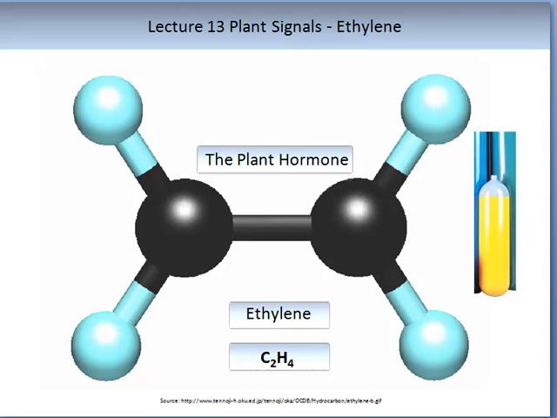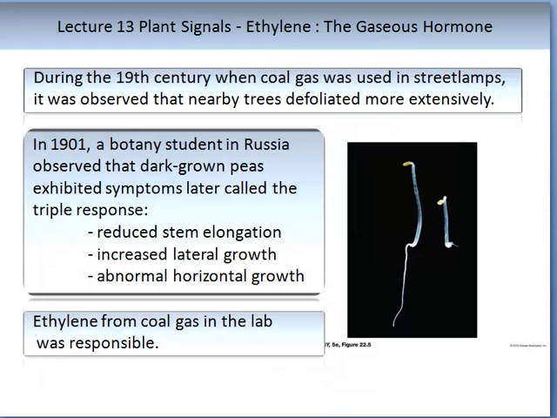So let us start with the plant hormone ethylene. Ethylene is a very light compound. It consists of 2 carbon atoms, which are presented on the slide as the 2 black balls, with 4 hydrogen atoms, which are presented by the 4 blue balls. Ethylene is a gas. During the 19th century, when coal gas was used in street lamps, it was observed that nearby trees defoliated more extensively than other trees in the area.